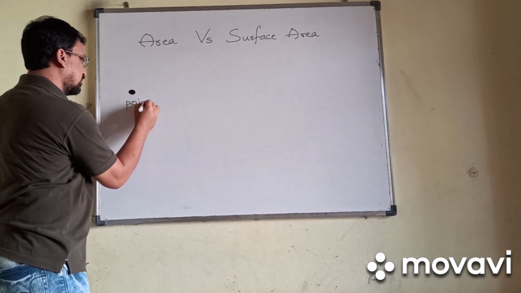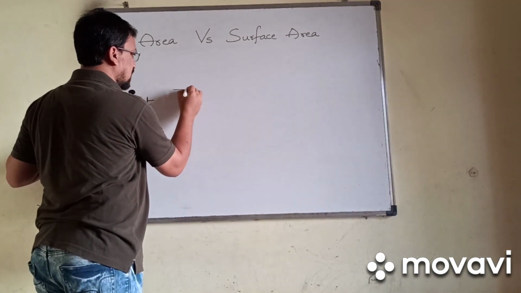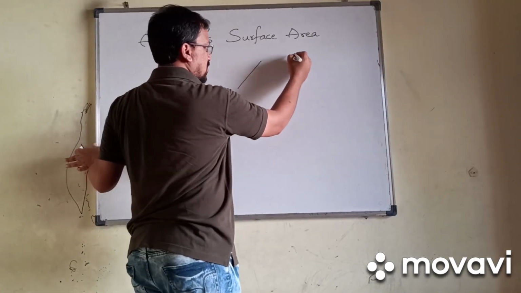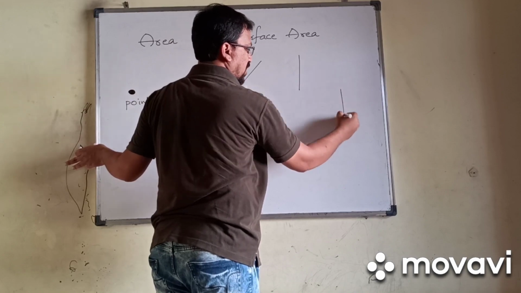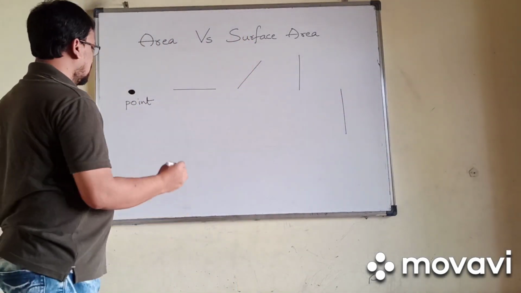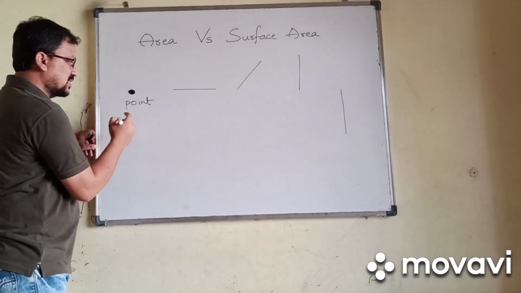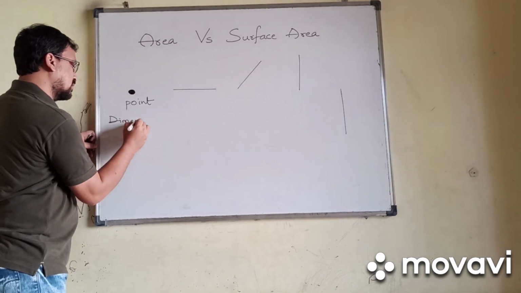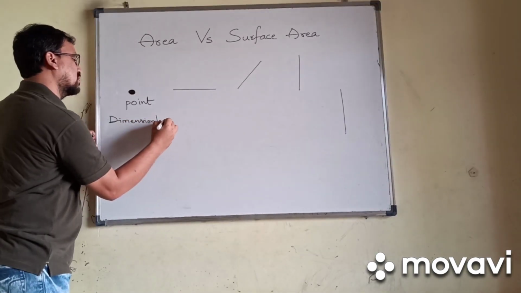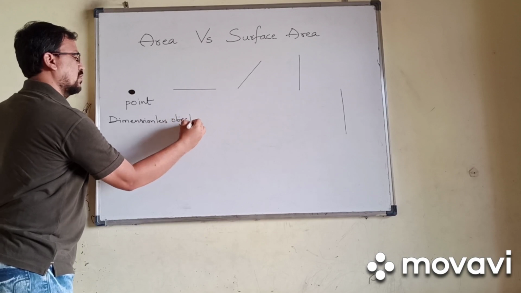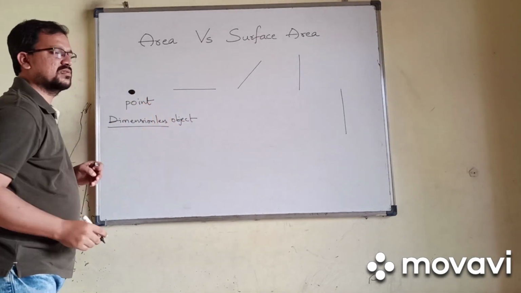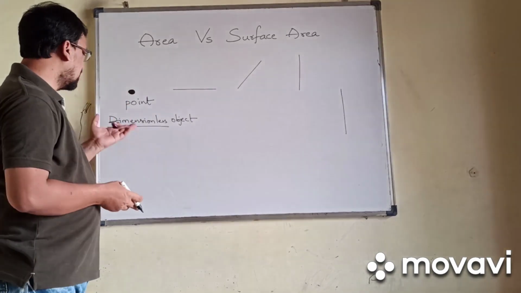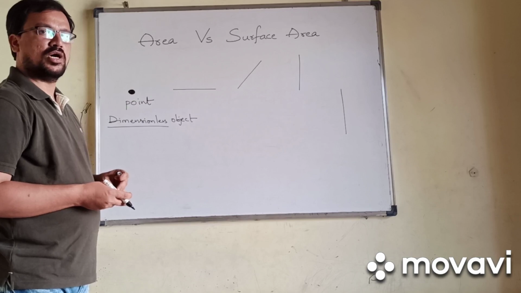Yes, we have a point, and there is a line segment like this. There is one more line segment like this. One is like this and one is like this, and different. This is the point, which is called a dimensionless object. What is meant by dimensionless? It doesn't have any dimension. There is no direction for this point. Therefore, it is called a dimensionless object.